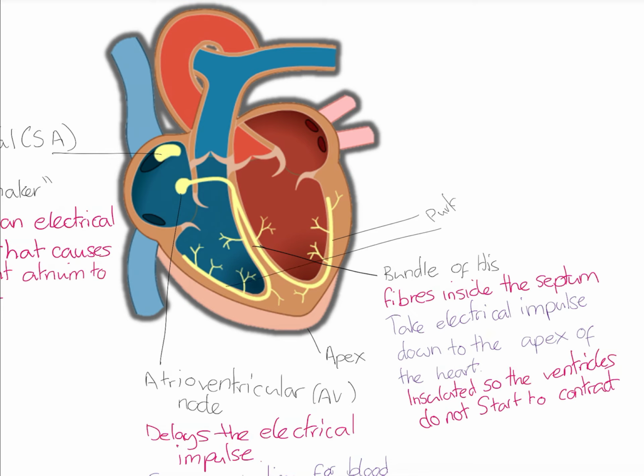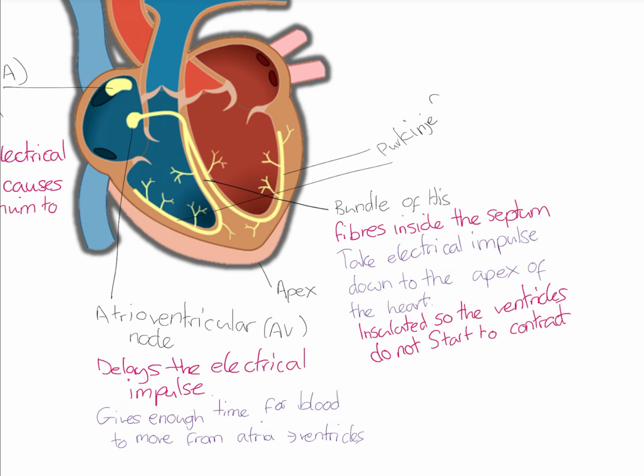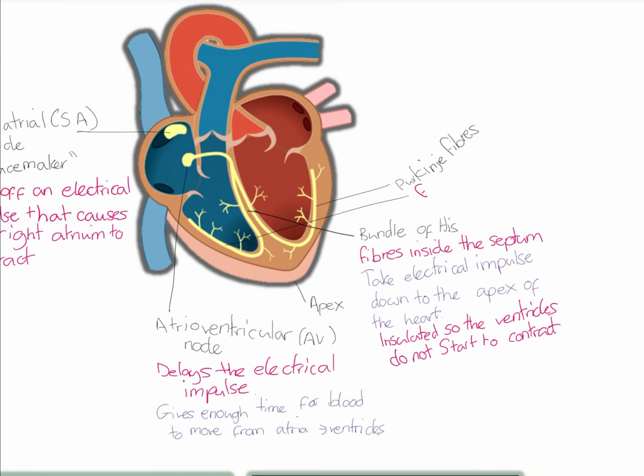Once the electrical impulse has travelled down the bundle of His, down to the apex of the heart, the impulse will start to spread up the Purkinje fibers. This is what's referred to in the specification for OCR as purkyne tissue. It's really the same thing. So purkyne tissue is just a collection of Purkinje fibers, and these are, again, nerve fibers.